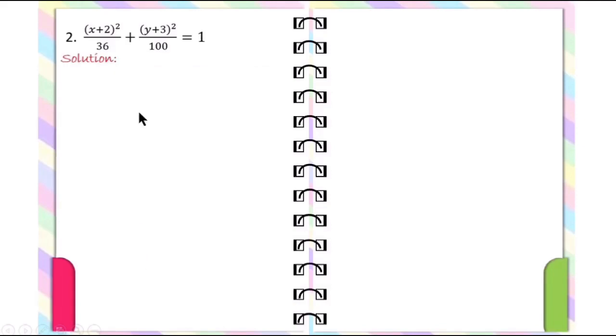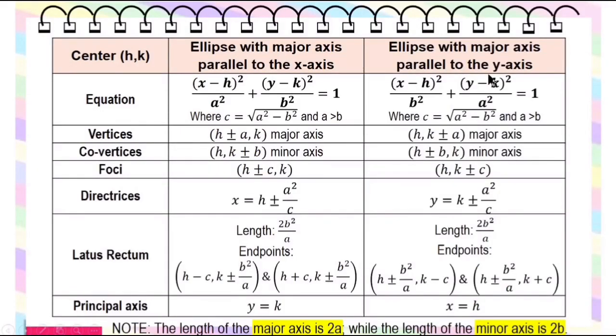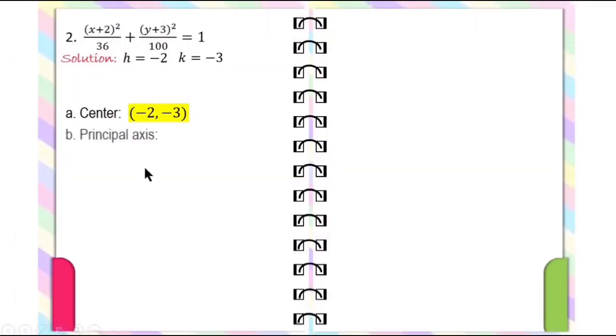In this equation, h is equal to negative 2, while k is equal to negative 3. Therefore, the center is at negative 2, negative 3. Since the denominator of the y squared term is greater than the denominator of the x squared term, the principal axis is parallel to the y-axis. And if the major axis is parallel to the y-axis, the equation of the principal axis is x equals h. Therefore, the principal axis is x equals -2.